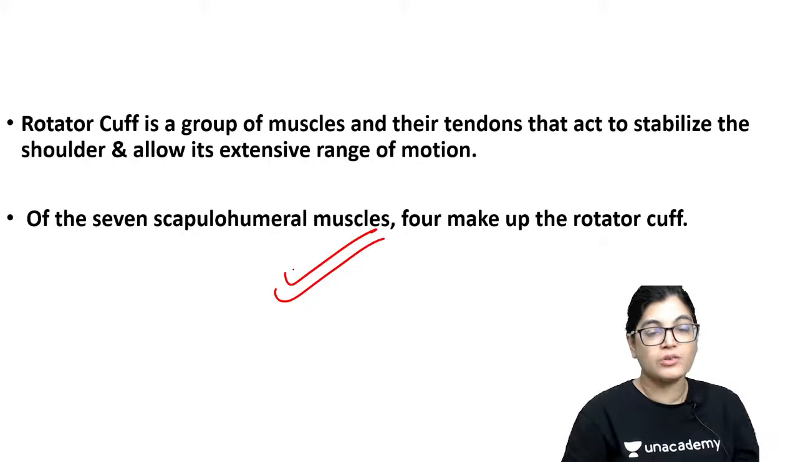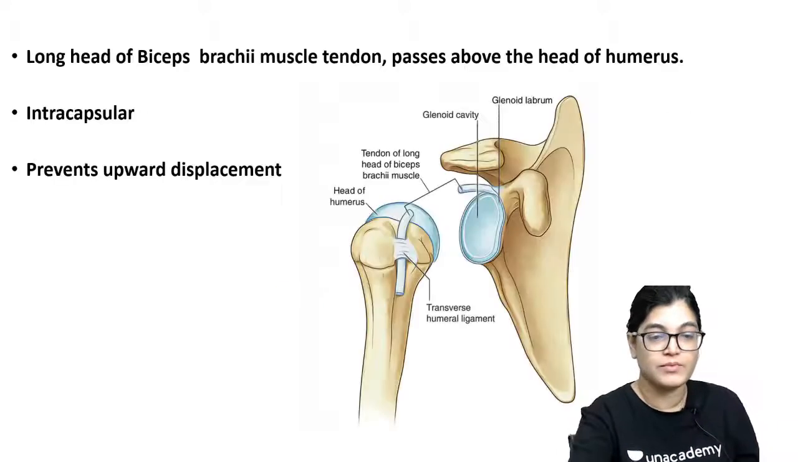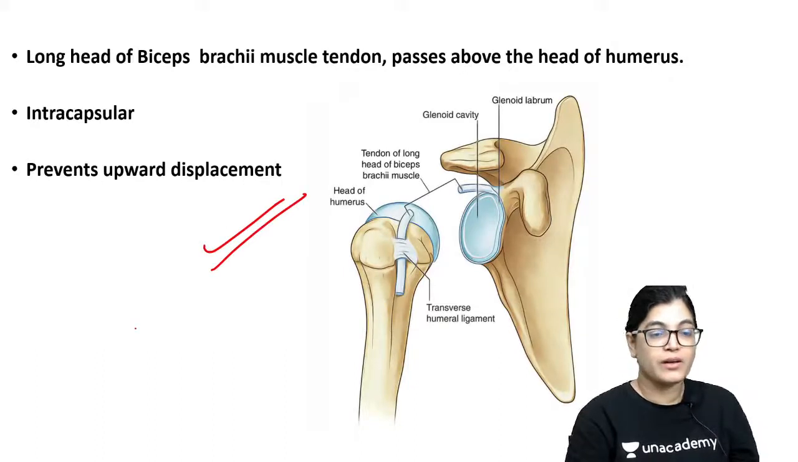Rotator cuff: out of the 7 scapulohumeral muscles, the most important are these 4 rotator cuff muscles. The long head of biceps brachii muscle is also intracapsular, and it prevents the upward displacement of the shoulder joint.